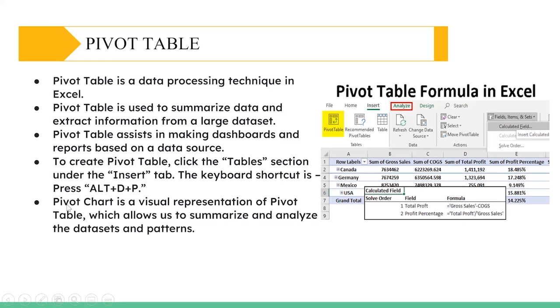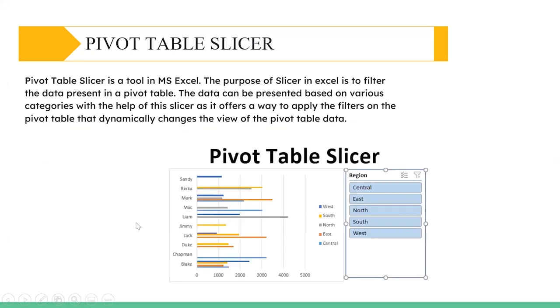A pivot chart is a visual representation of a pivot table which allows us to summarize and analyze data sets and patterns. So what you see here is a pivot chart, right? And what you see here is a slicer. Now what is a slicer? Pivot table slicer is a tool in MS Excel. The purpose of a slicer in Excel is to filter the data present in a pivot table. The data can be presented based on various categories with the help of the slicer, as it offers a way to apply filters on the pivot table that dynamically changes the view of the pivot table data. Okay, so let's see how we can do this.